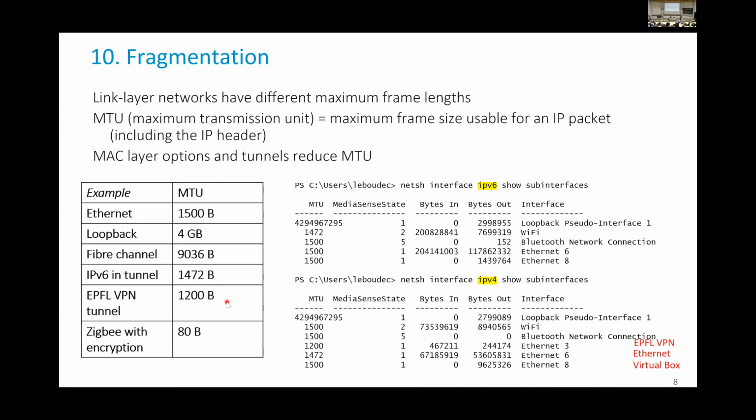Sometimes you have a smaller packet size, which is here we talked of the EPFL VPN tunnel. When you use the EPFL VPN tunnel, the packet size is much smaller. Why is it smaller than the regular packet size?